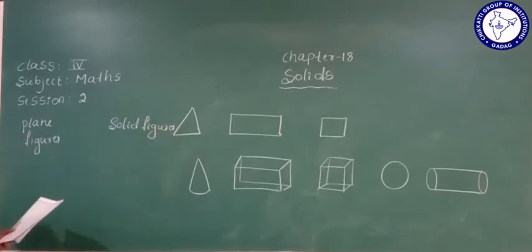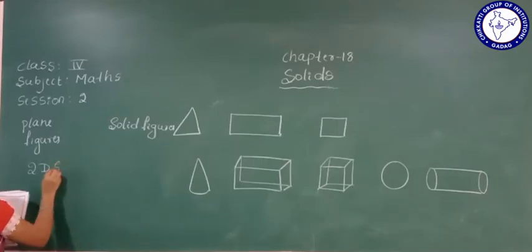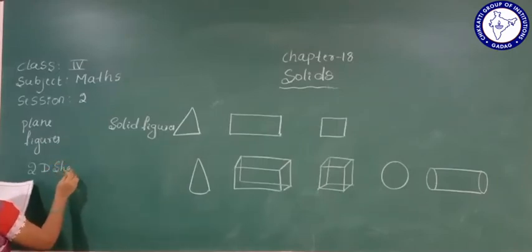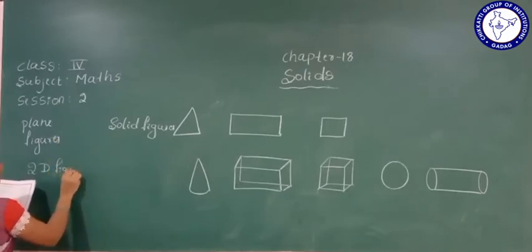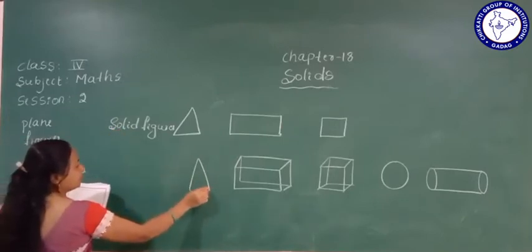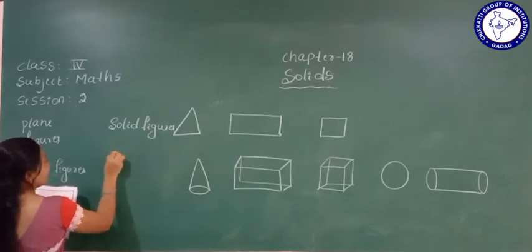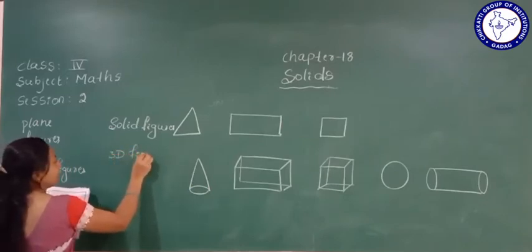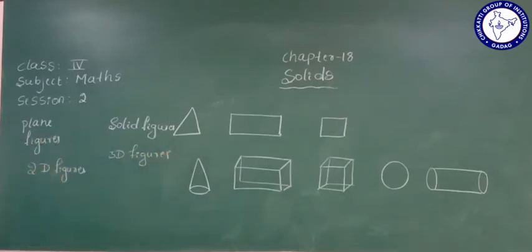In plane figures, all are two-dimensional shapes, that is 2D shapes, or we can call them 2D figures. These three we can call 3D figures. So these are all 3D figures.